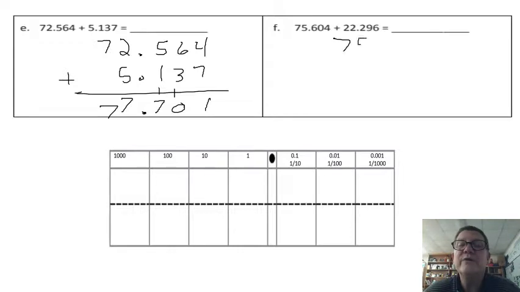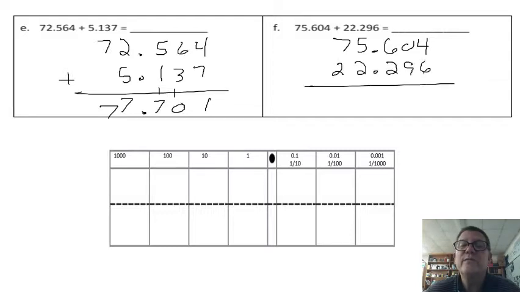Our last one is 75 and 604 thousandths. And we're adding 22 and 296 thousandths. Now 6 and 4 is 10, we'll carry our 1. 9 and 1 is 10, carry our 1. 6 and 2 is 8, 1 is 9. 5 and 2 is 7, 7 and 2 is 9.